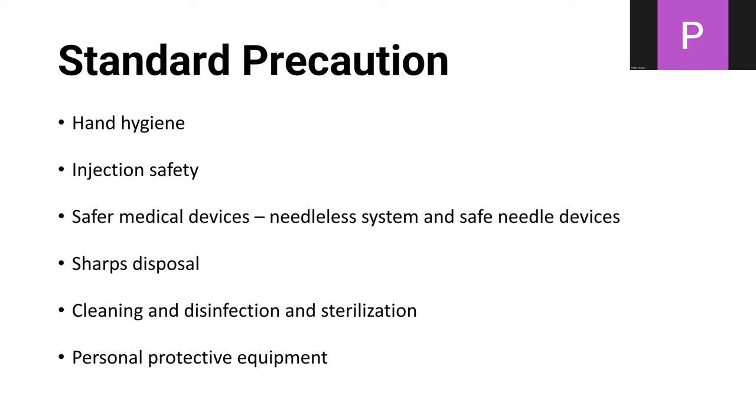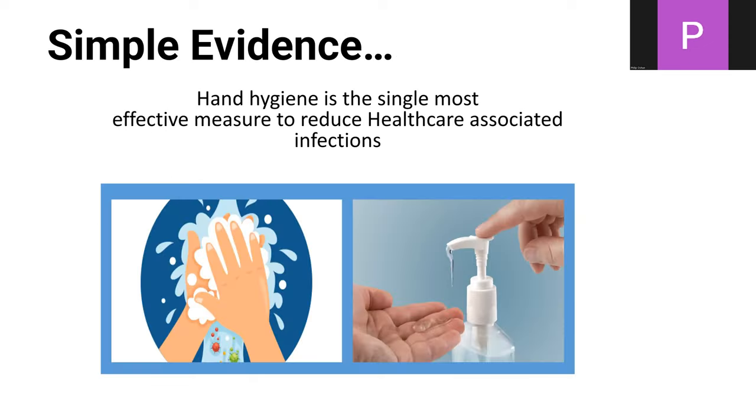Next slide. And what are the components of standard precaution? Hand hygiene, injection safety, sharp disposal, use of personal protective equipment. So we'll be looking at these different components further. Next slide. And we'll start with the very important one, hand hygiene. These hands can be easily contaminated with blood and body fluids. And so hand hygiene is the single most effective measure to reduce healthcare associated infection.